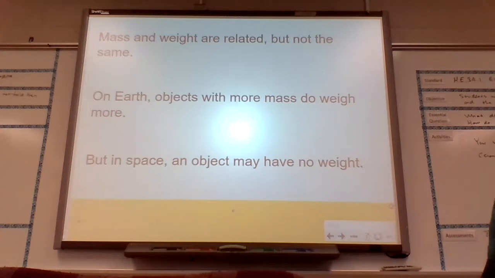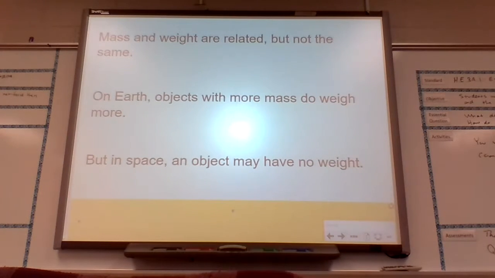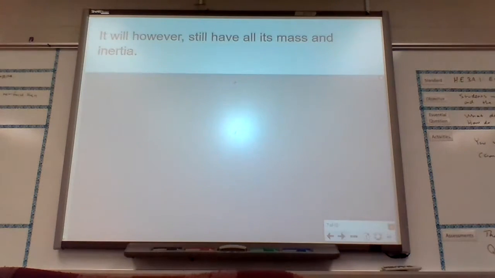An object in space may have no weight. If it's not under the influence of gravity of any planet or star or whatever, it would be weightless. But that object that's out in space would still have all the mass it had on Earth. The mass doesn't change. Weight changes when gravity changes, mass does not. So it's important to understand that inertia is a mass-based concept, not a weight-based concept. You can get rid of gravity, you can get rid of weight, but you would still have inertia because your object would still have mass. And that's what I want to get at here.